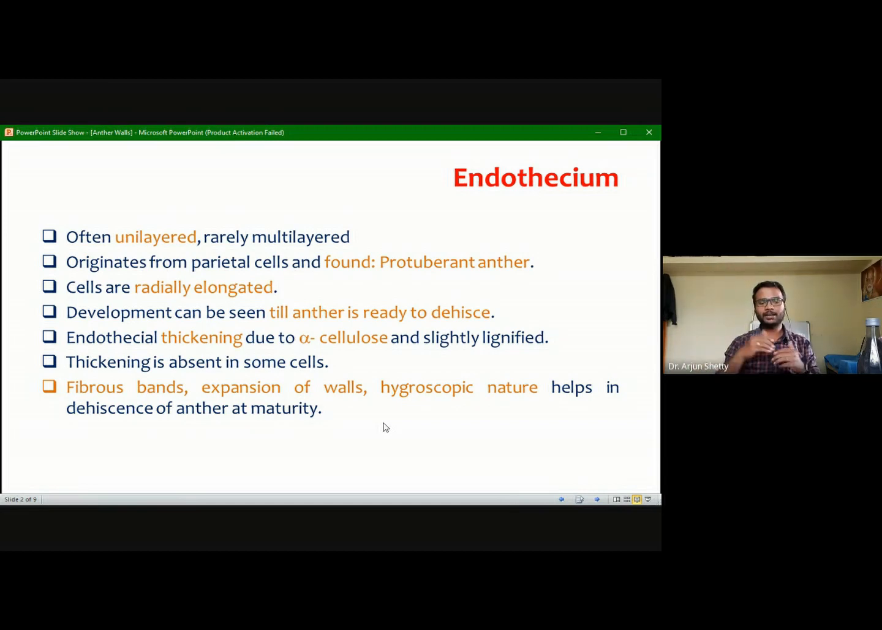In most organisms we do not see thickening at all. If there is any thickening of the endothecium, it is just because of cellulose. In most flowering plants there is no such thickening at all; it may be because of some other pattern. And the fibrous bands appear when the endothecium becomes mature, because consecutive, simultaneous steps are occurring.